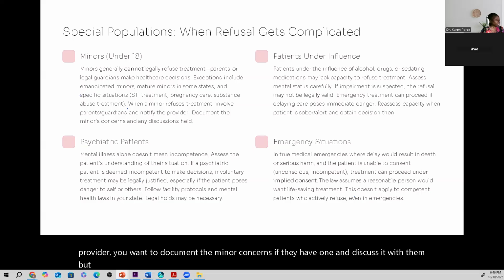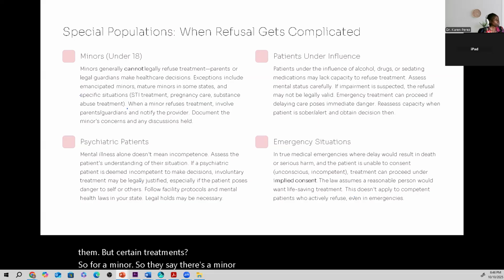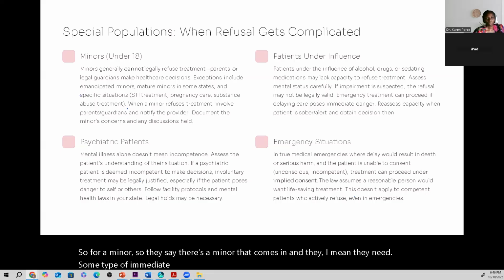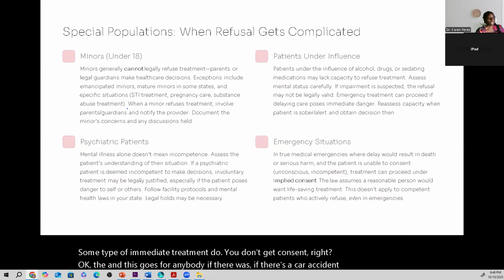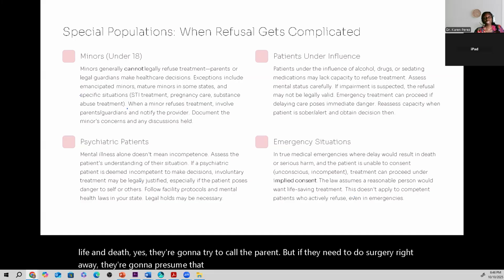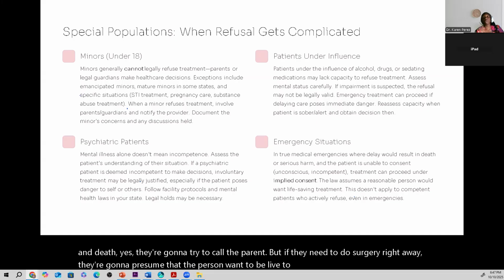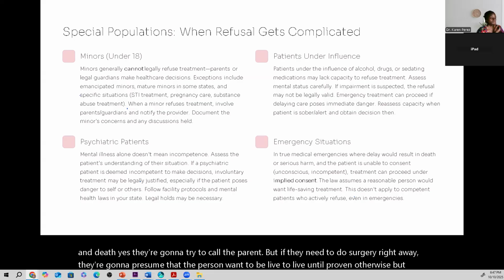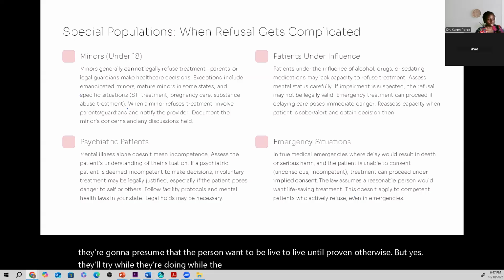But certain treatments. So let's say a minor comes in and they need some type of immediate treatment. You don't get consent, right? And this goes for anybody. If there's a car accident, right? And this is life and death, yes, they're going to try to call the parent, but if they need to do surgery right away, they're going to presume that the person wants to live until proven otherwise.